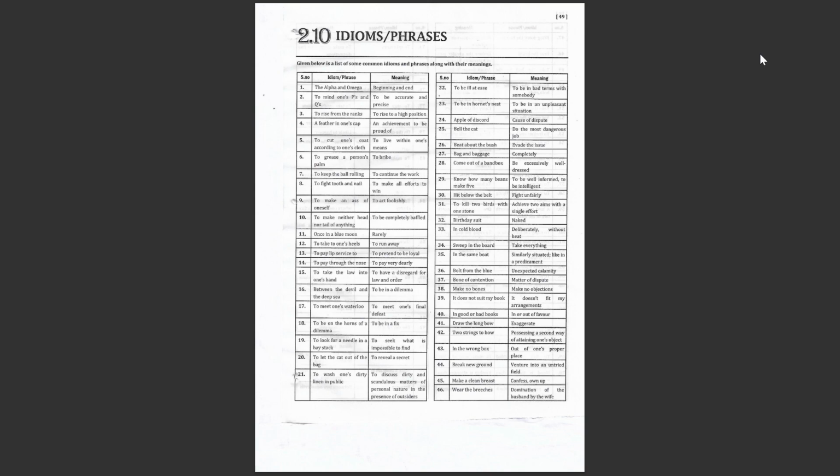The next idiom is to be on the horns of a dilemma. This is also very similar to idiom number 16 that we did here. Means to be in an utter state of confusion and not being able to make a choice. To be in a fix. टू बी इन अ फिक्स का मतलब होता है, फिक्स का मतलब फिक्स नहीं हो जाना, फिक्स का मतलब होता है कन्फ्यूज्ड स्टेट में होना. To not be able to make a choice, to not be able to make a decision, that is what this means.